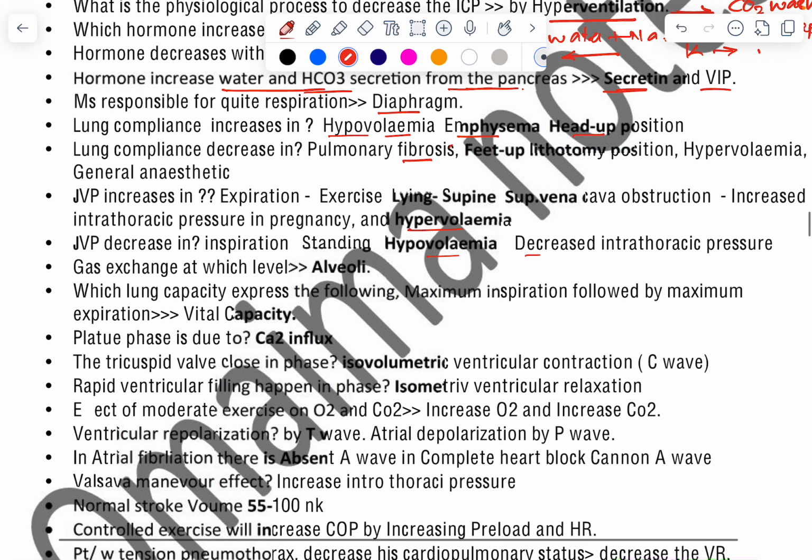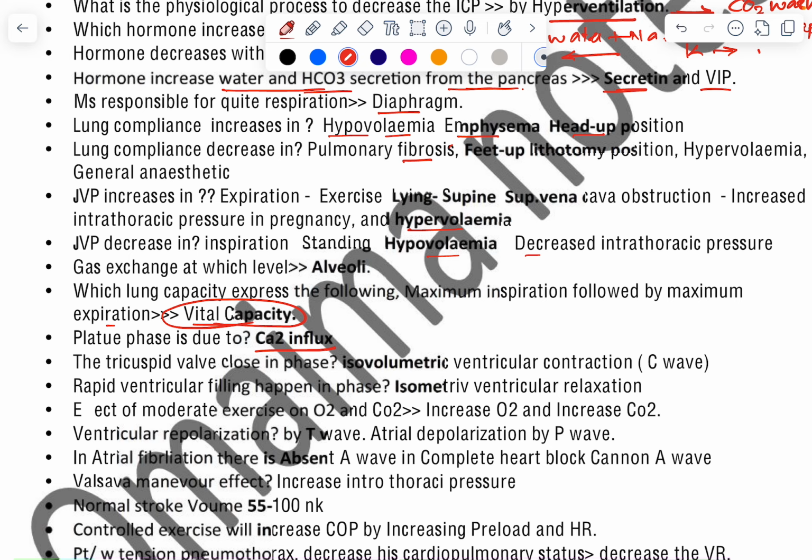Gas exchange at which level? Alveoli. Which lung capacity is expressed by the following: maximum inspiration followed by maximum expiration? Vital capacity. Plateau phase is due to calcium influx. Rapid sodium influx is depolarization.